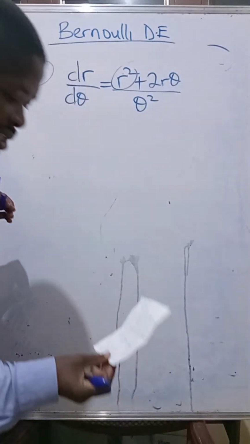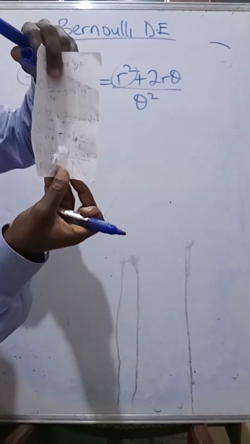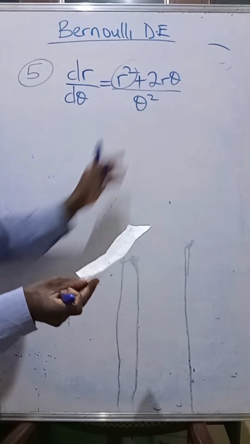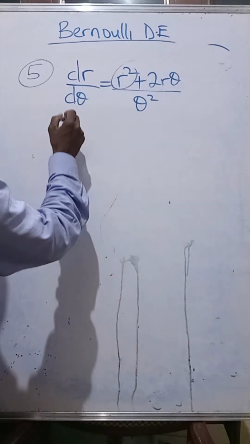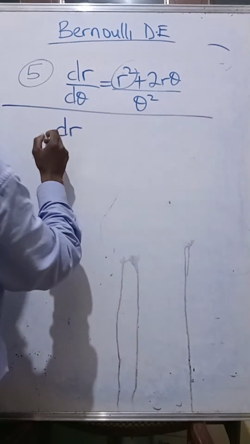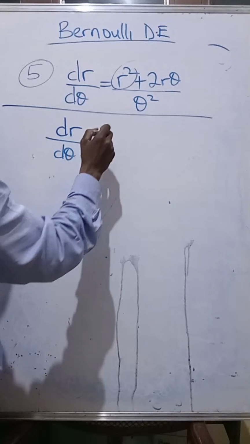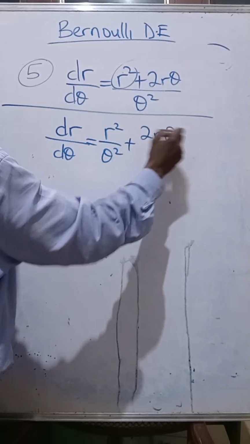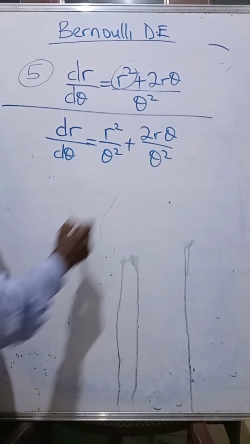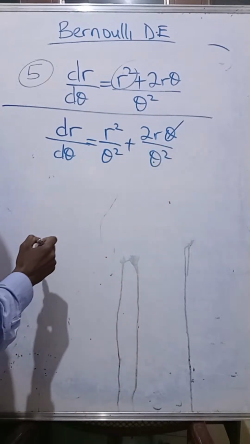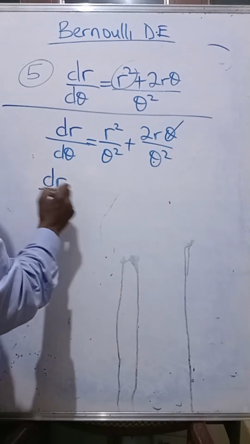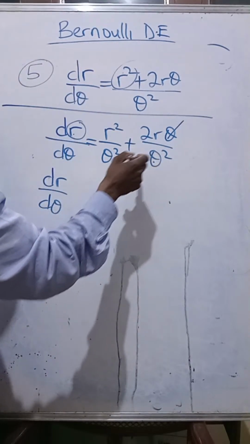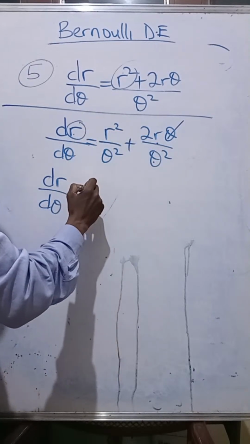There's no solution there. Then this is 2r theta over theta squared. So this will be equal to r squared over theta squared plus 2r theta over theta squared. This one we cancel, it will mean 1 here. So we're going to have the derivative with respect to theta. Whatever you have here, I'm expecting to have r also. So move this one to the other side, and that will be minus what?